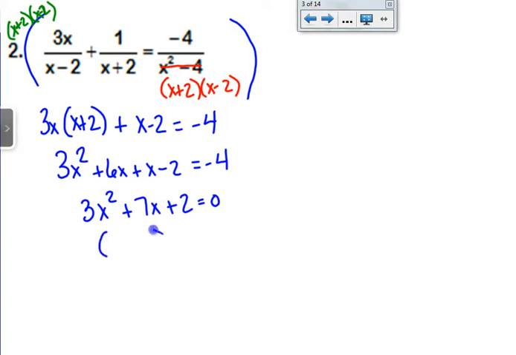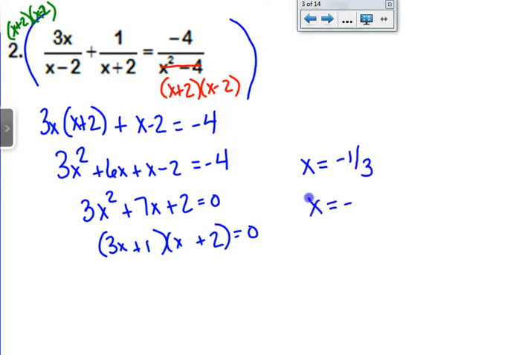And then using our factoring skills, let's see, this factors into a 3x and an x. Let's see, add up to a 7. So how about a plus 1 and a plus 2? And that works because we have a 6x and a plus 1x gives us a 7x in the middle. So my two answers I get when I solve these two binomials is a negative 1/3 and then negative 2.